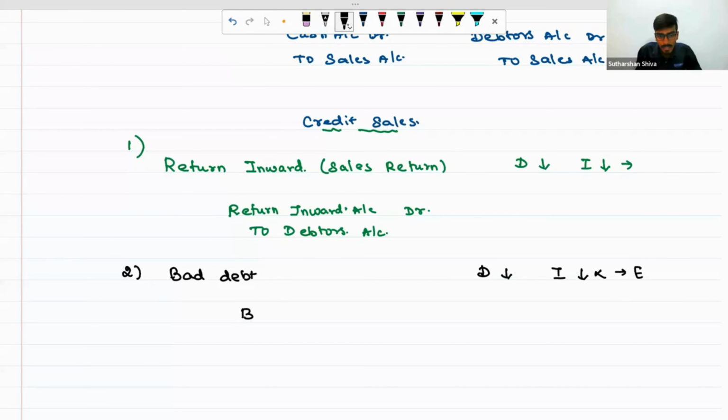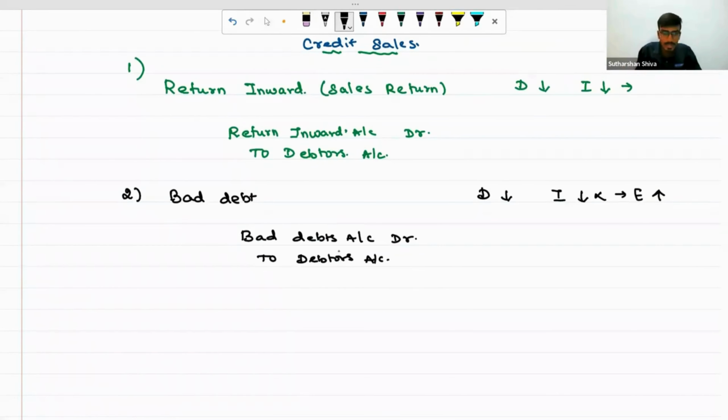So I need to write off the expense, that is bad debts account debit to debtors account. My non-cash expenses will increase, correct? If the amount which I need to receive is not going to be received further, I need to cancel that from my books. So I will simply do it in my P&L debit side, instead of that, writing off of my bad debts.